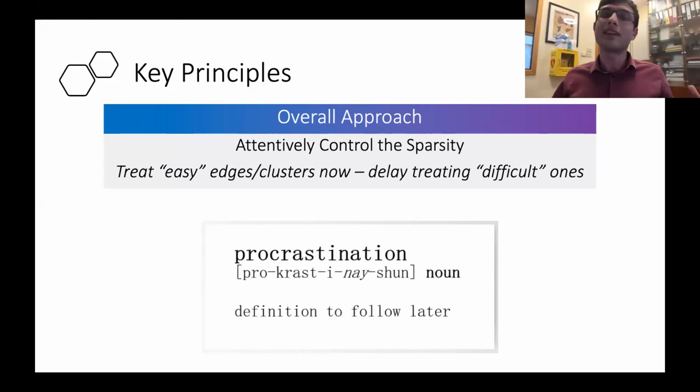And this makes it so that if at a certain iteration some edge or cluster is very difficult to deal with, later on, since the graph will be more sparse, it'll become much easier. And this is the way that we tackle this problem.